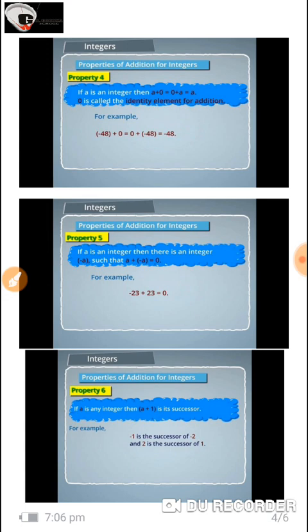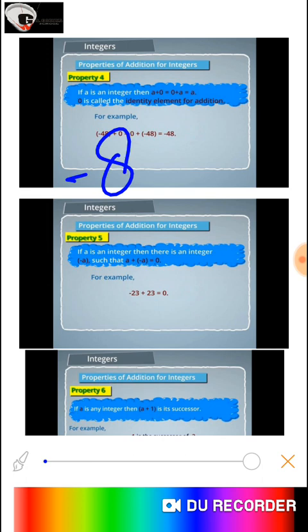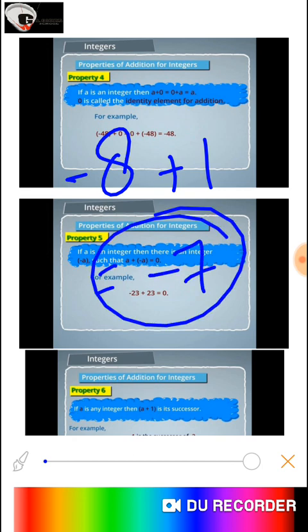Property 6. It says that if a is an integer, then a plus 1 is its successor. We know successor means adding 1 to a number. So if we have an integer, for example, minus 8, its successor means that when we add 1 to it, minus 8 plus 1 is equal to minus 7. So the successor of minus 8 is equal to minus 7. Similarly, if we have an integer plus 8, its successor is plus 8 plus 1, that is equal to plus 9.